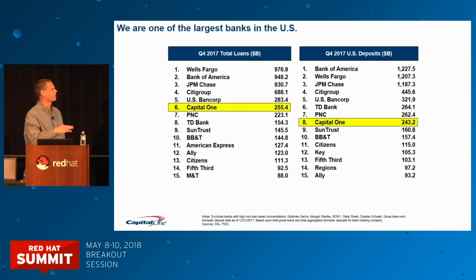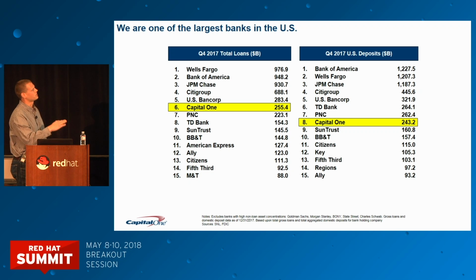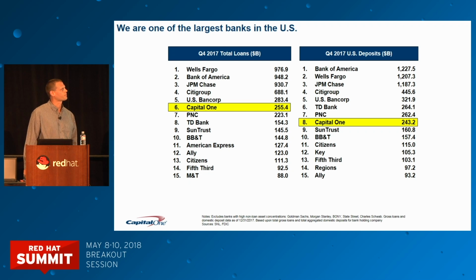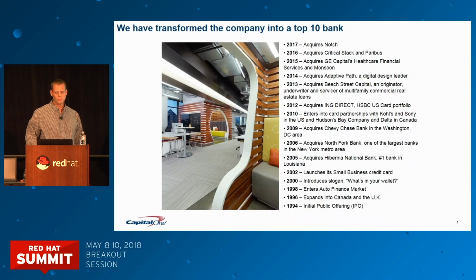In terms of where we are with some of the other banks in size, you can see there 6th in total loans at the end of 2017 and 8th in U.S. deposits. And we've been on a journey since the company was founded about 25 years ago, where we initially started off as a credit card company and then started to diversify ourselves into a bank.